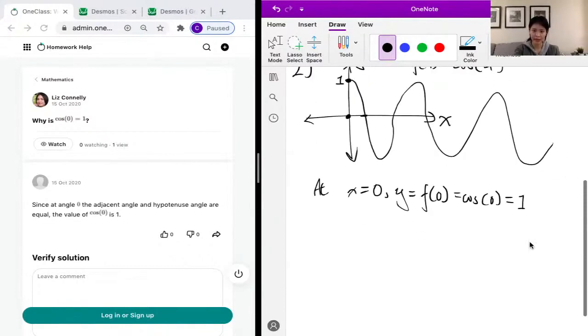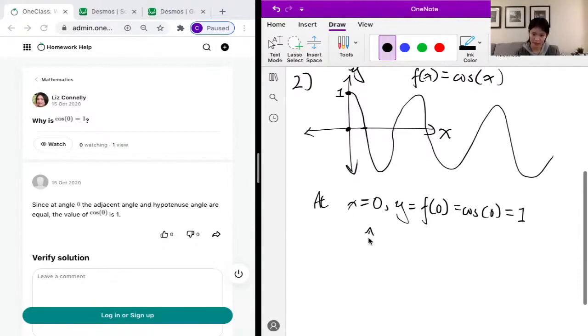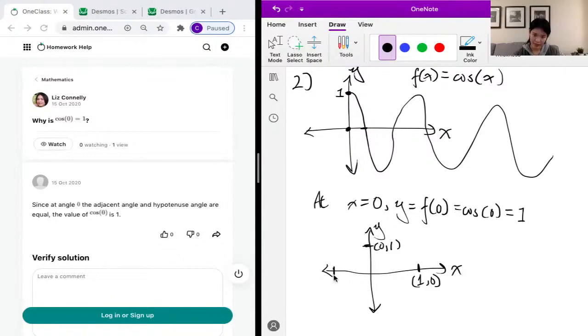The other reason is that the cosine function is derived from the unit circle. So we know that on the unit circle, the x values are the cos values, and the y values are our sine values. So here we have (1, 0). Here we have (0, 1). Here we have (-1, 0). And here we have (0, -1).